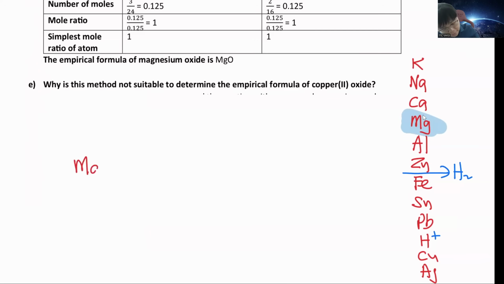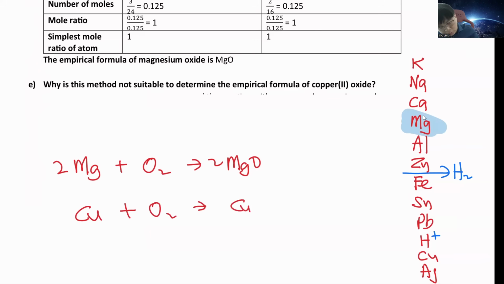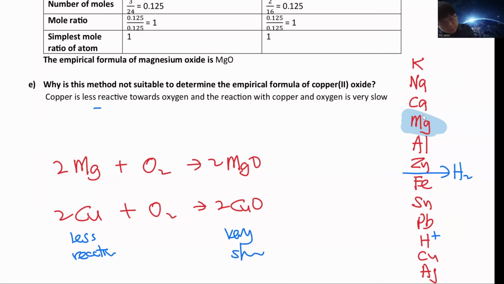So when you burn magnesium, because it's very reactive, the reaction is very fast. It turns into magnesium oxide very fast. But if you heat copper with oxygen, it can turn into copper 2 oxide, but it's going to take very long because it's less reactive. The process will be very, very slow. So it's less reactive towards oxygen, and the reaction is very slow.